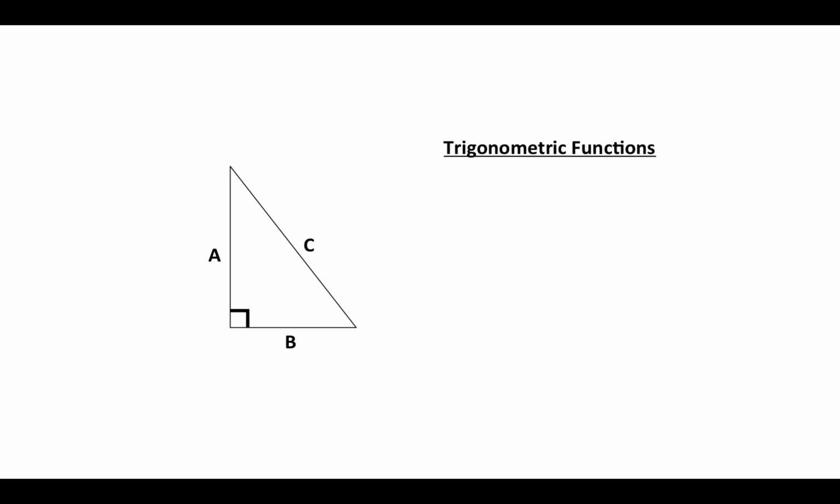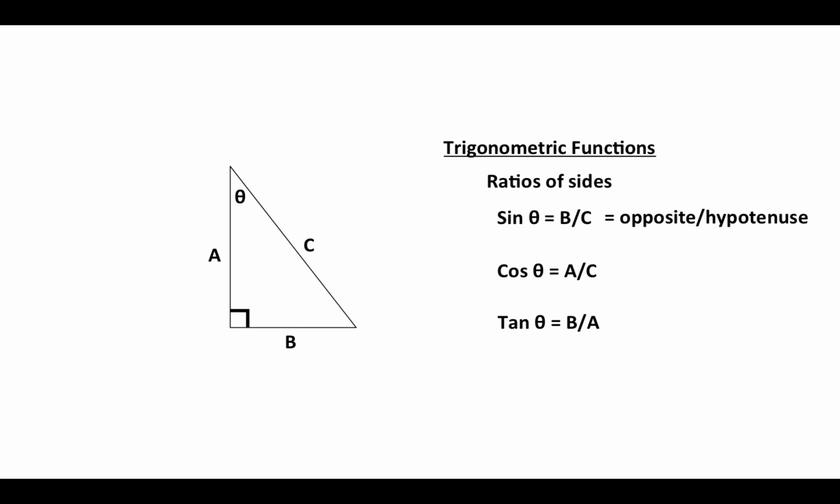There are 6 basic trigonometric functions, and these represent ratios of lengths of sides. If that is angle theta, then the sine of theta is equal to b over c. The cosine of theta is a over c, and the tangent of theta is b over a. In school, you undoubtedly also learned these as the sine being the opposite over the hypotenuse, the cosine adjacent over hypotenuse, and tangent opposite over adjacent.